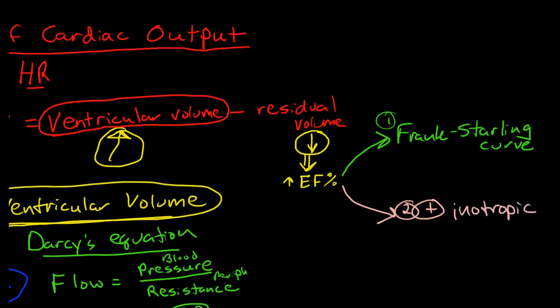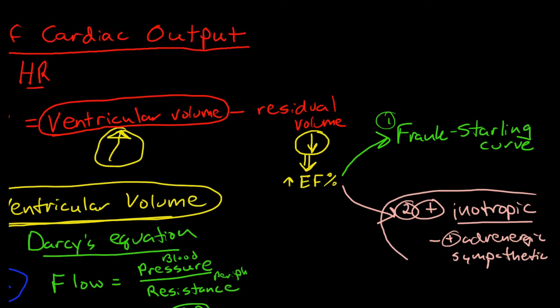agents. The inotropic is sort of the easiest one to understand because what is the major inotropic agent in the body? Positive adrenergic activity. So sympathetic nervous system again. And again, this could be due to hypoxia, acidosis, or a fight or flight response. Okay. Now, the other thing that can increase the contractility of the heart is the Frank-Starling curve.